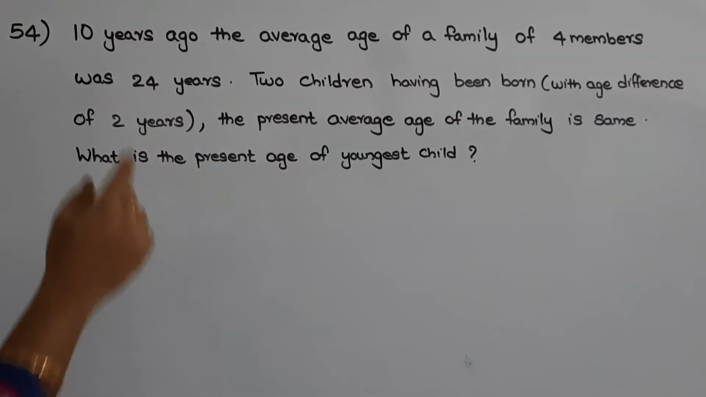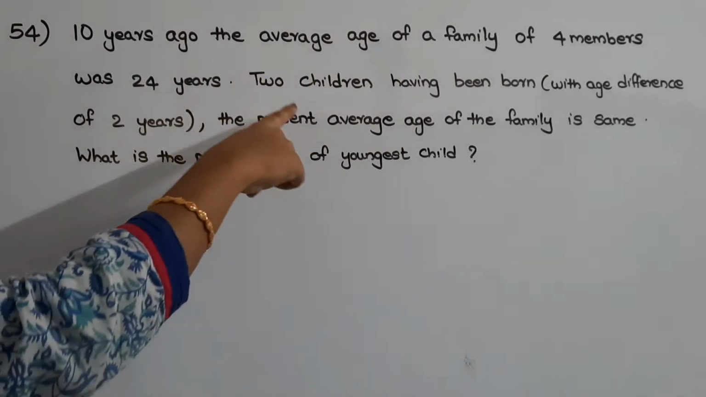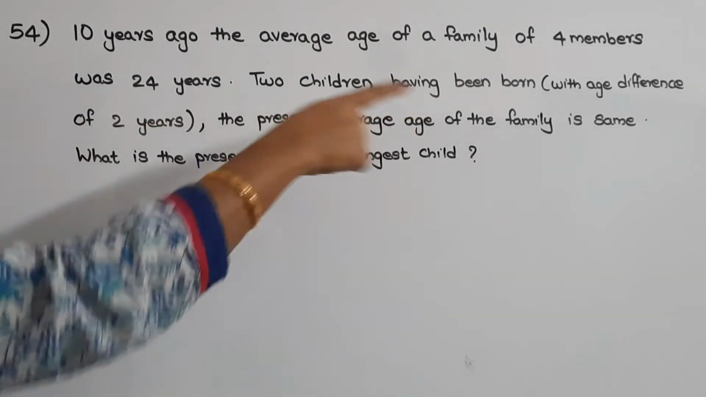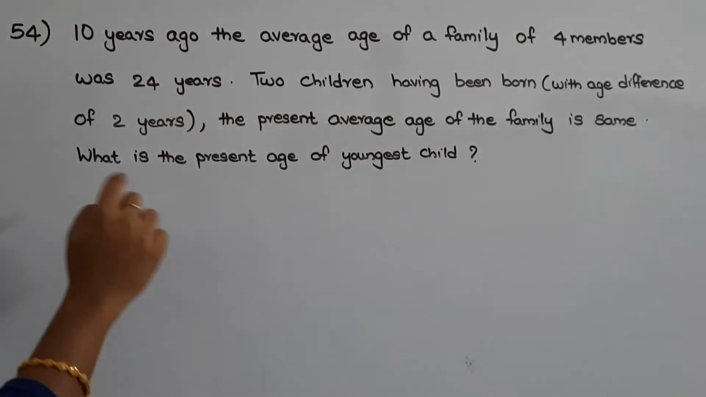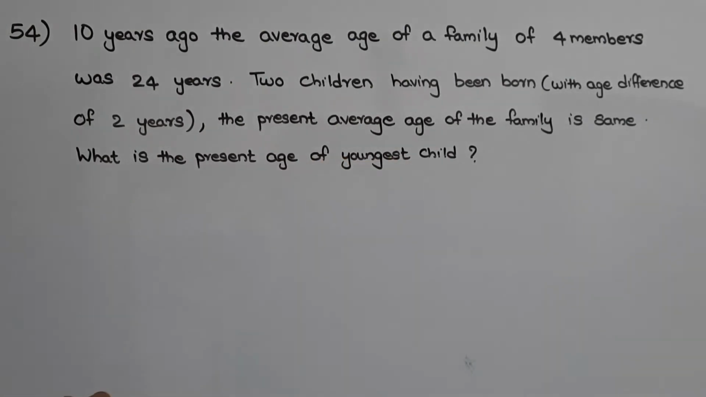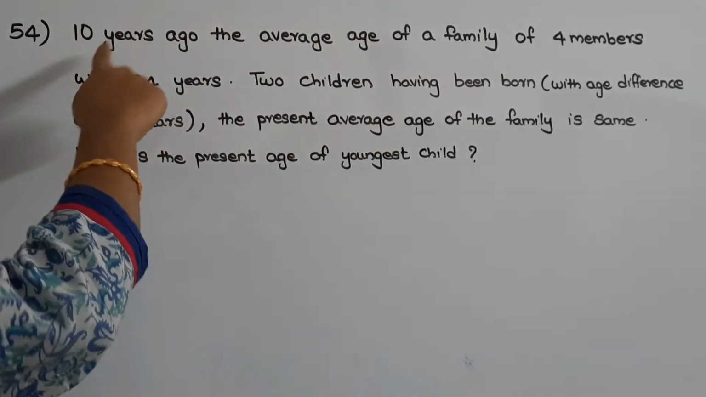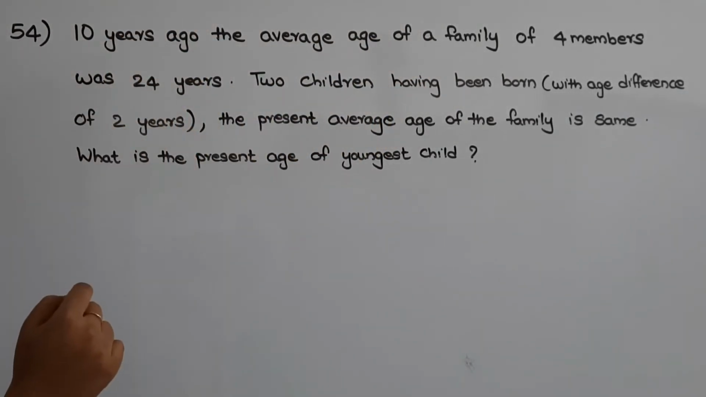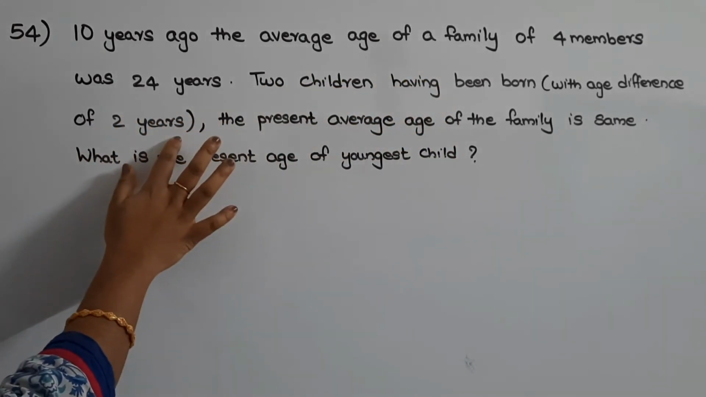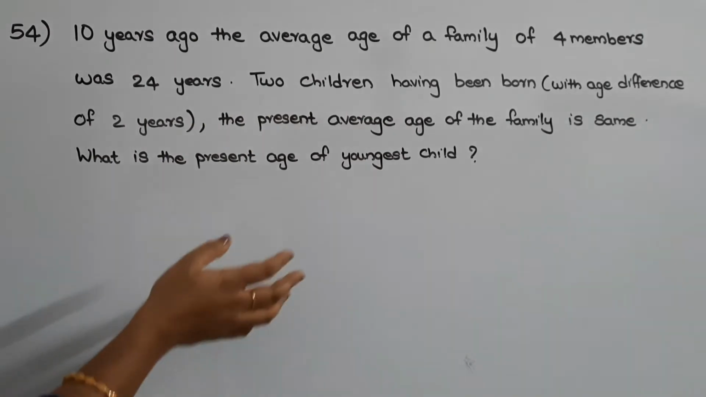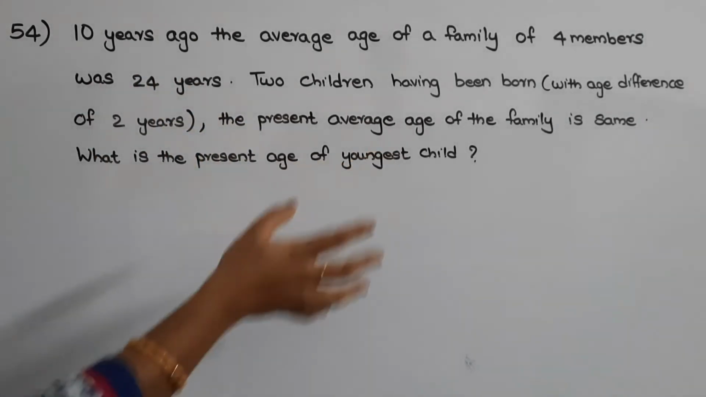The next question is, 10 years ago the average age of a family of 4 members was 24 years. 2 children having been born with age difference of 2 years. The present average age of the family is same. What is the present age of the youngest child? So in this question they have given the average age of a family of 4 members 10 years ago as 24 years. Then they are telling that 2 children are born with an age difference of 2 years. Then the present average age of the family is same as before. So we need to find out the present age of the youngest child.